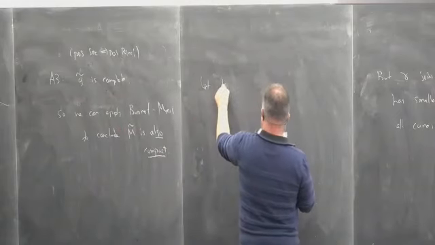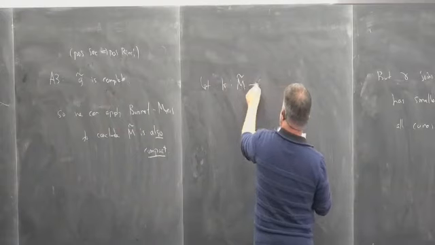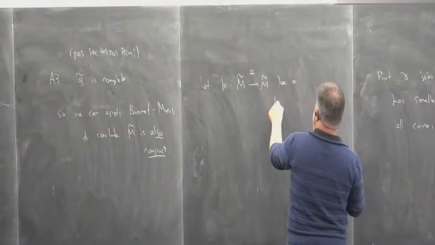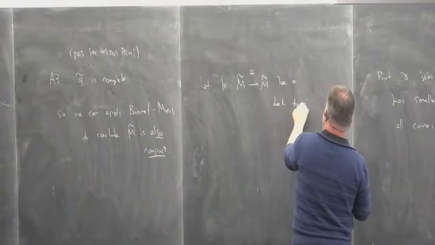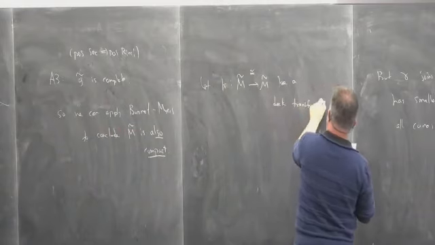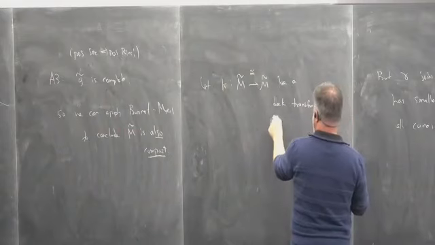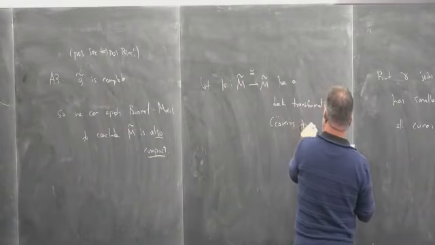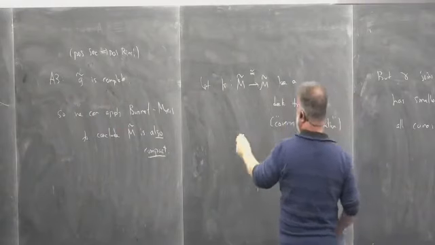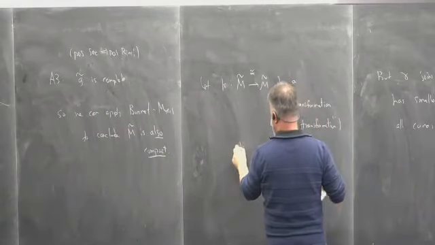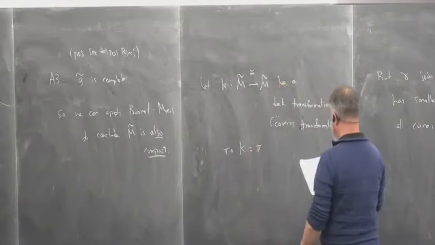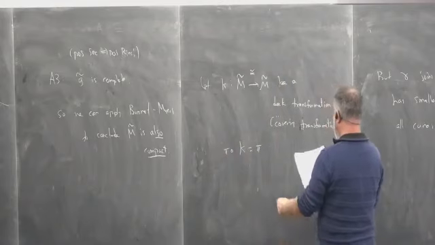Now let K be a deck transformation of this covering space, also called a covering transformation, depending on where you learned it. It's a diffeomorphism of M tilde with itself, such that pi composed with K is pi. Okay, that's the definition of a deck transformation.